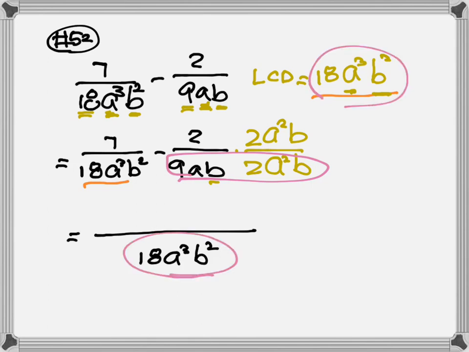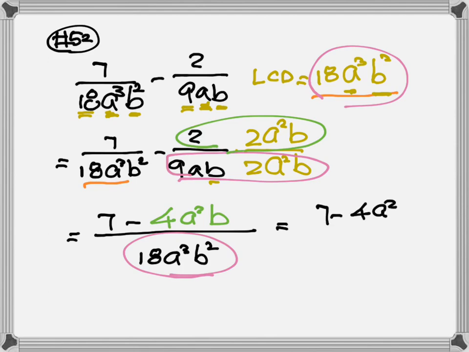So here, keep my first numerator, 7, minus. Now let's multiply these numbers. That becomes 4a squared b. For the numerator, I cannot combine anything, so that's my answer. My answer will be 7 minus 4a squared b over 18a to the third power b squared. So that's my answer. Now let's look at number 58.